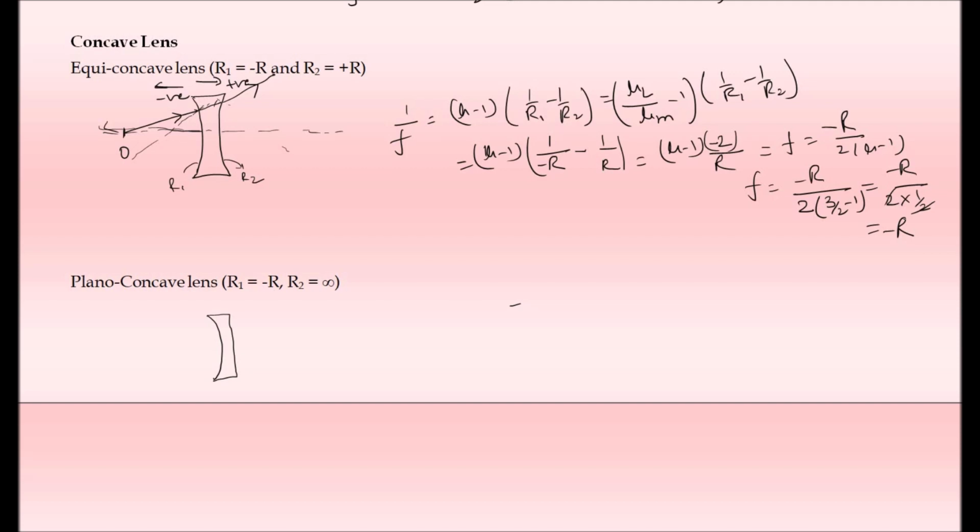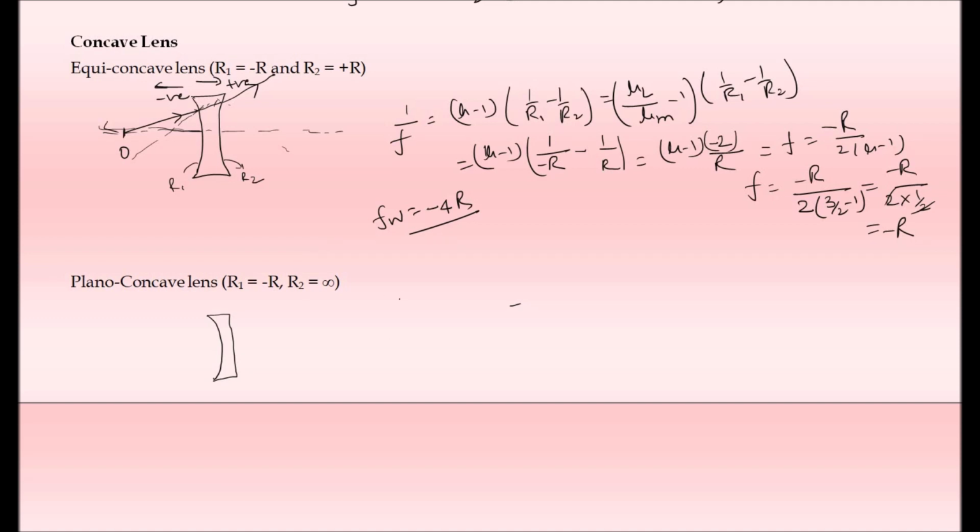Again, if you place this concave lens in water, then the focal length becomes 4 times, so fw is equal to minus 4r. So this is all about the equiconcave lens.